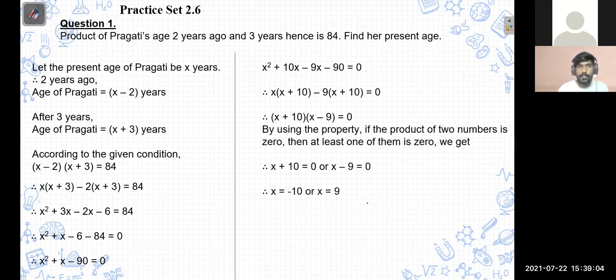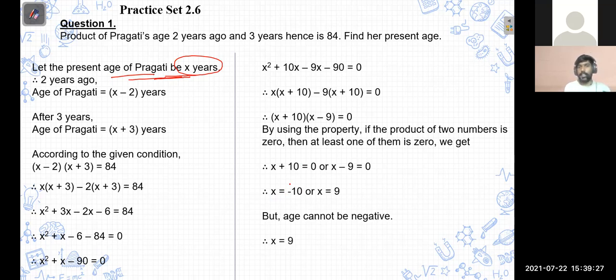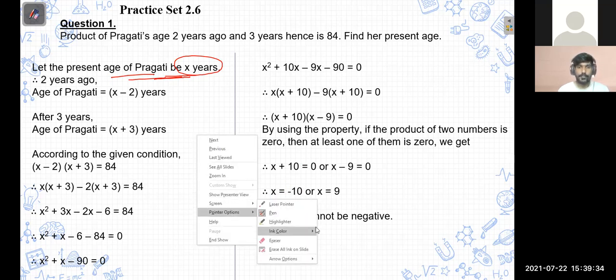Now, what is x? What we had assumed x to be? The first line, can you see? What is x? Pragati's age. Yes, age. So can age be negative? No, it'll be positive only. So age cannot be negative. So you discard it. Okay. So x is equal to 9.